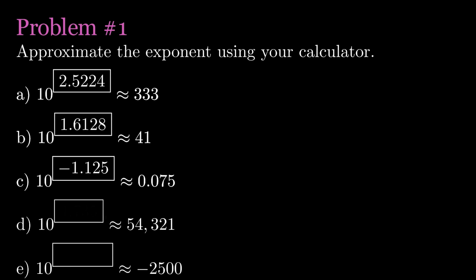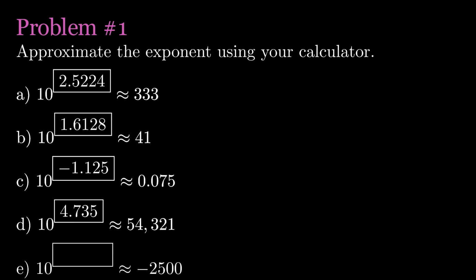In part D, the result is supposed to be 54,321. So again, we will be looking in the exponents between 4 and 5, because 10 to the power of 4 is 10,000, and 10 to the power of 5 is 100,000. After a few refinements, you will find that exponent to be about 4.735.